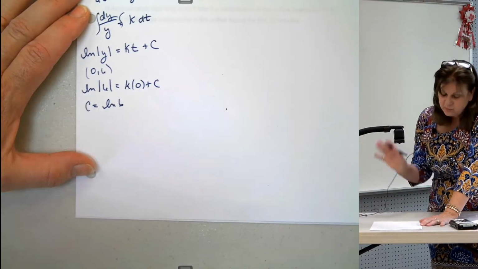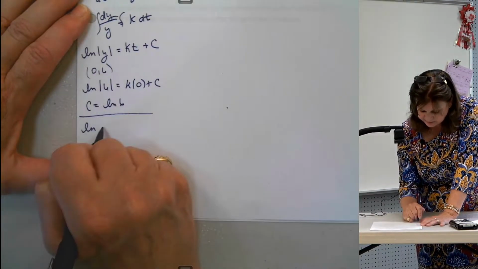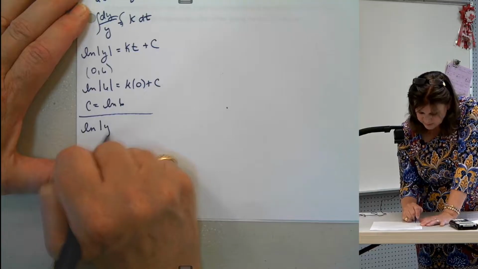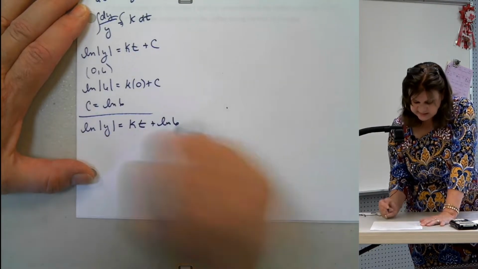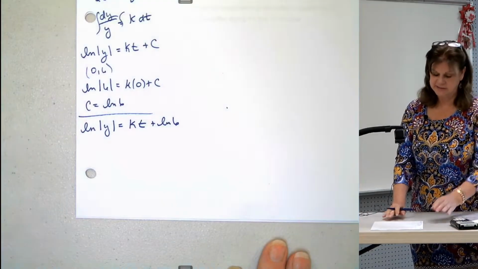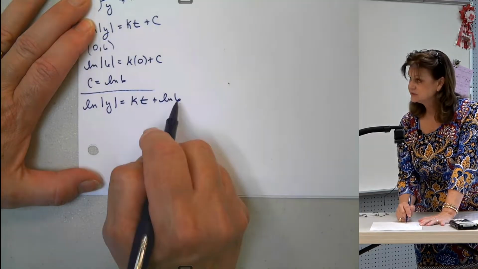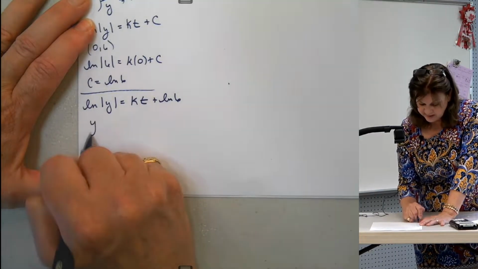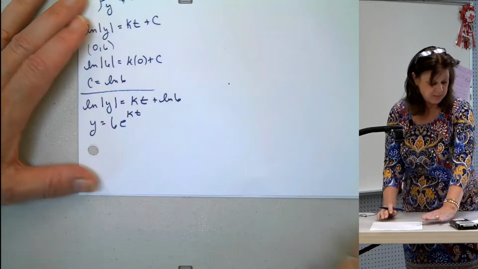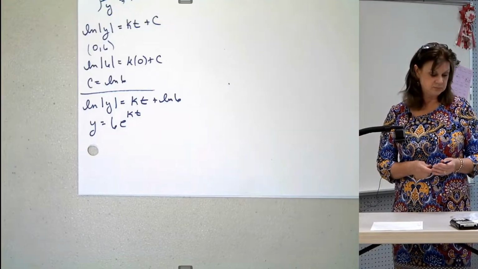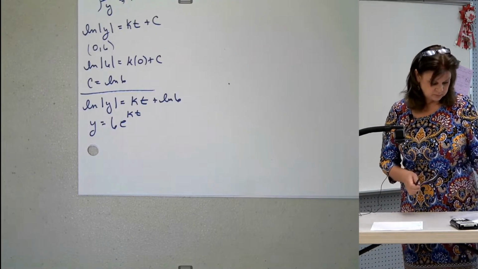Now, if you want to go through the whole routine, you can. Remember, we're looking for the equation. So we have ln y is k times t plus ln 6. We're going to exponentiate: e to the kt, e to the ln 6, there's my 6. So y is equal to 6e to the kt. Everybody good?